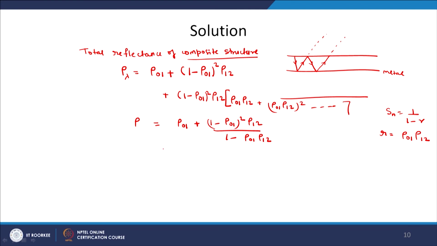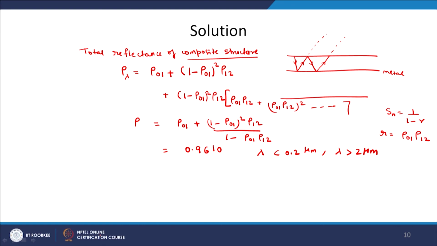So, this value will be equal to 0.9610 for lambda less than 0.2 micrometer and greater than 2 micrometer. So, this is going to be the reflectance.